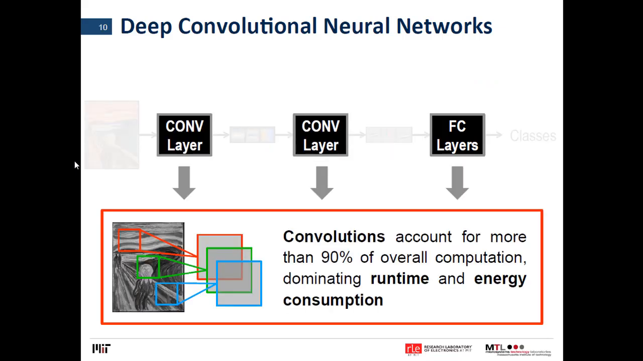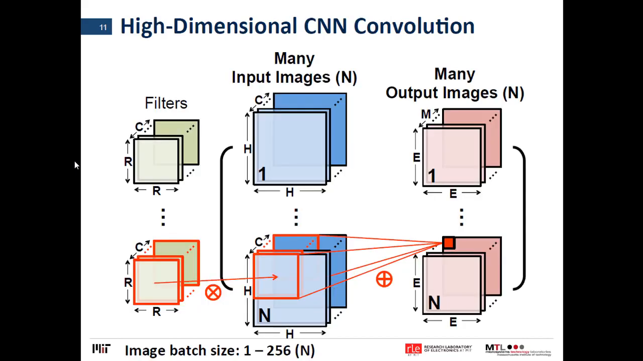But really what we care about is the convolution, because it accounts for the majority of both the processing and the energy consumption. So that's going to be the focus of the CNN part that we talk about. Convolution is not something new; we've done that in image processing for decades. What makes CNNs challenging is the high dimensionality of the convolution. It's not just a 2D convolution: you have a third dimension, the channels, and you also have multiple filters, hundreds of filters that you apply.